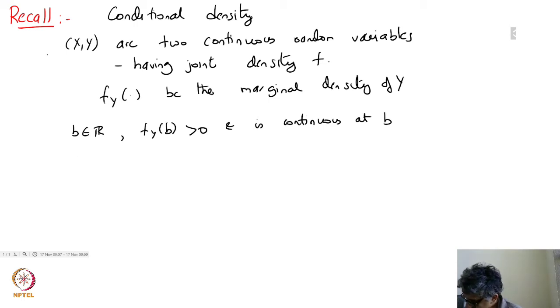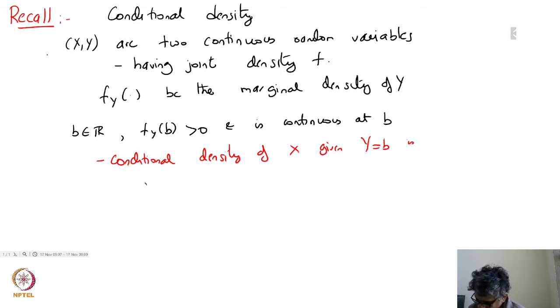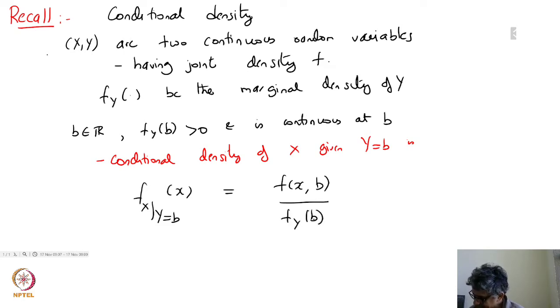Then what I said last time was the conditional density of x given y equal to b is, so the idea was that you look at f of x given the point y equal to b at a point x, and you just evaluate the joint density at x comma b and the whole thing divided by f sub y. And we had covered a derivation of this last time.